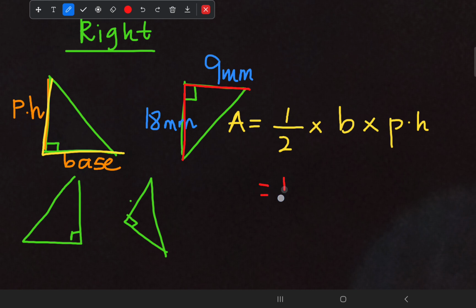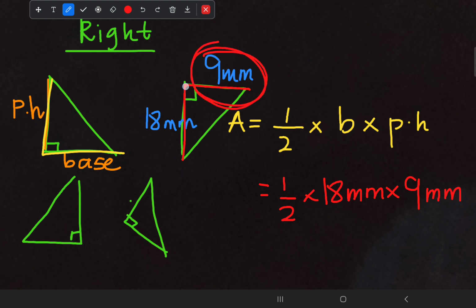So half into, I'll consider the base as 18 millimeters and the perpendicular height as 9 millimeters. When you consider it the converse way, with this as your base and this as your perpendicular height, that one is also possible. Both will give you the same answer.